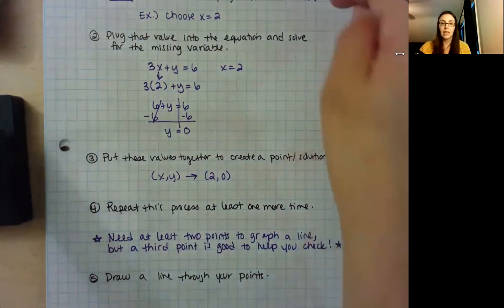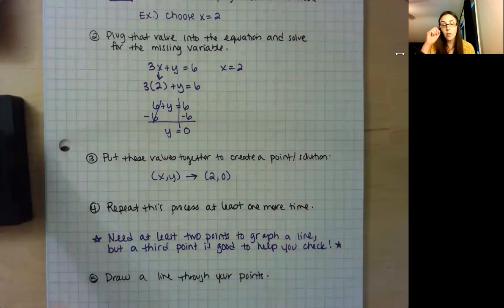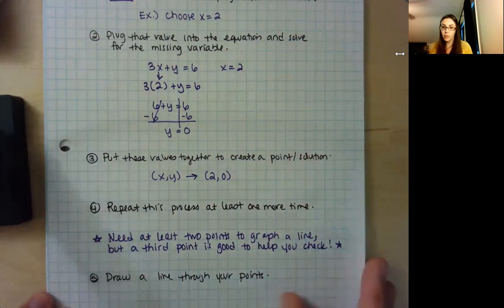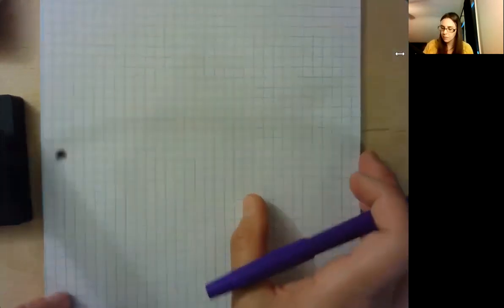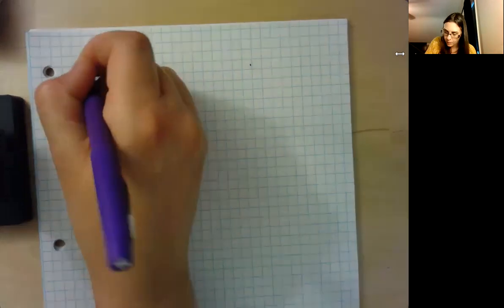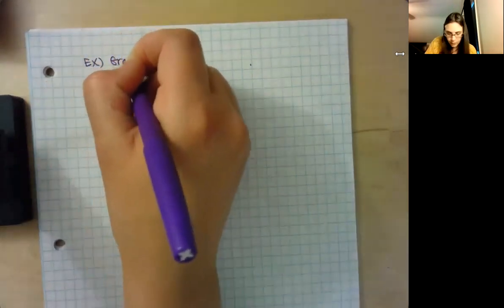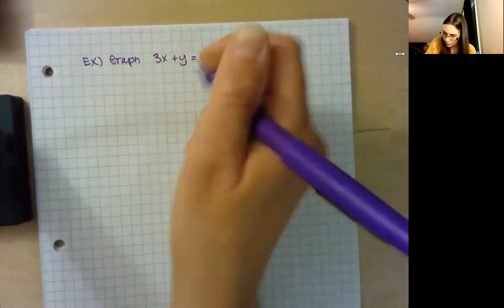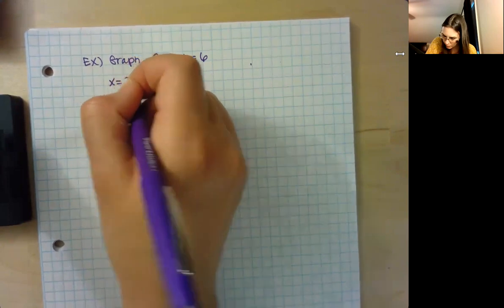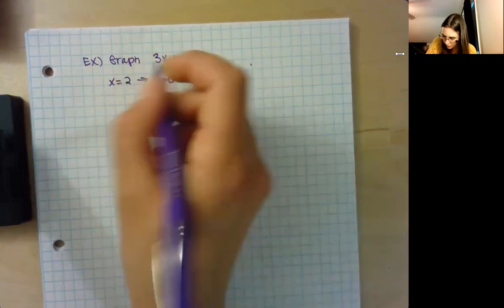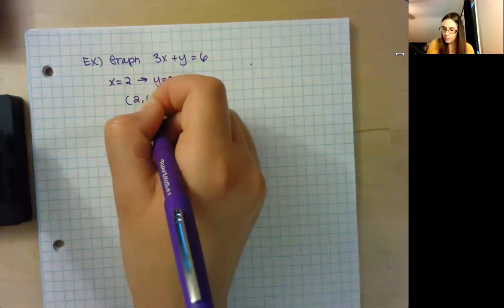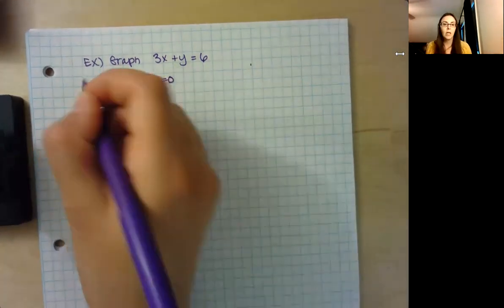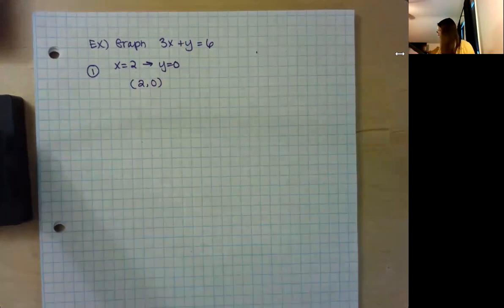Now I'm going to bring this example to the next page and continue it because we only have 1 point. I don't have enough points yet. So let's go to the next page. I'm going to rewrite this example so we have it. So from the first page, we already found our first point, which was 2, 0. So now I do need to repeat the process.